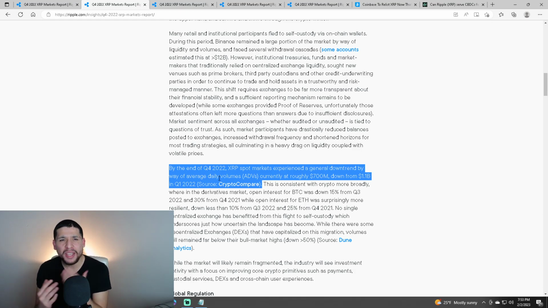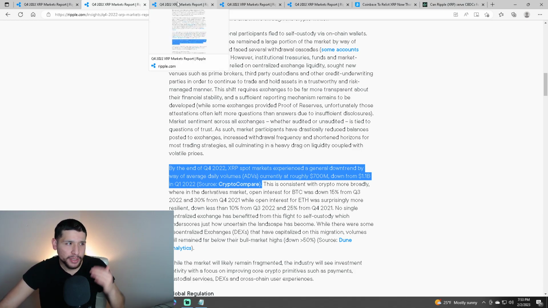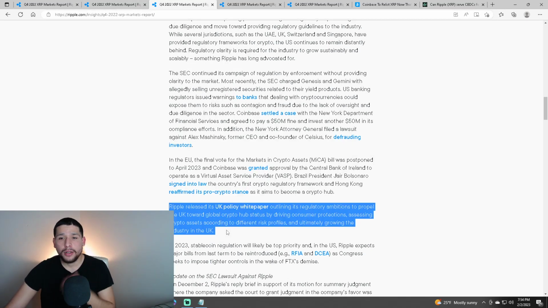So we should not be very nervous and concerned about this because in every bear market, there is going to be low volume because people are not going to be buying. As you guys can see in here, it says BTC was down 15% from quarter three 2022 and 30% from quarter four 2021, which is very telling. As I said, in a bear market, there's not going to be a lot of volume because people are not buying. So, guys, don't be worried about that because 2022 was the bear market, as you guys all know. We've been suffering.